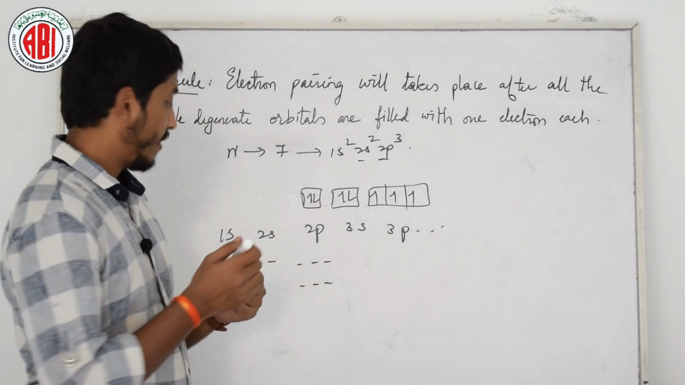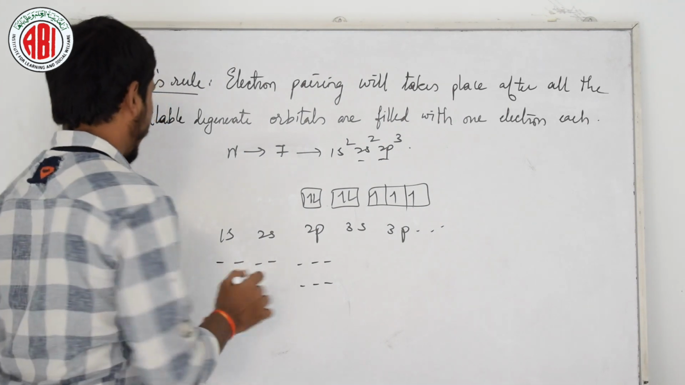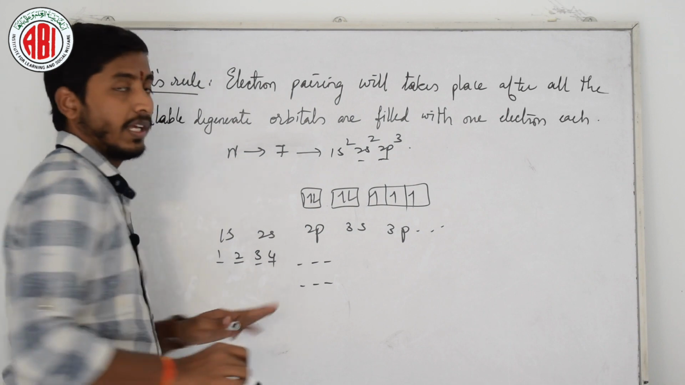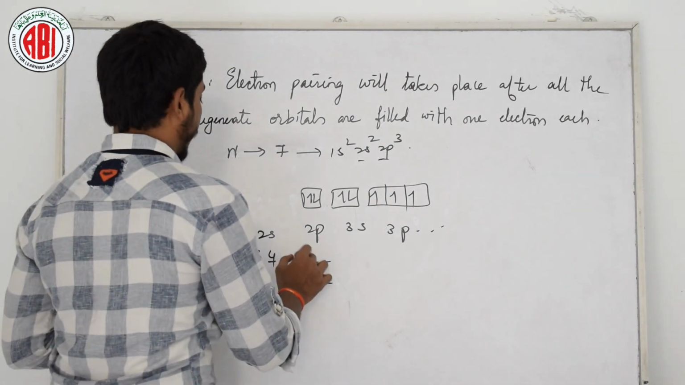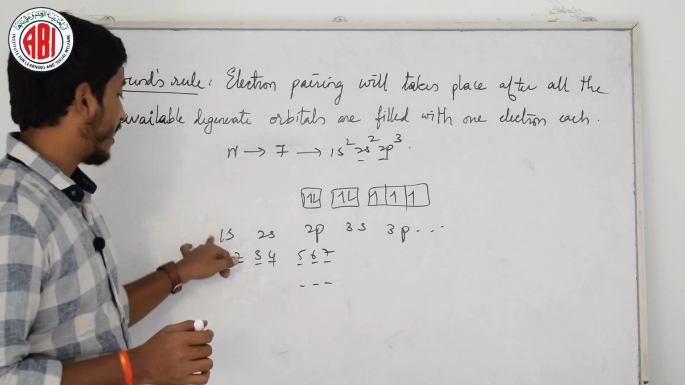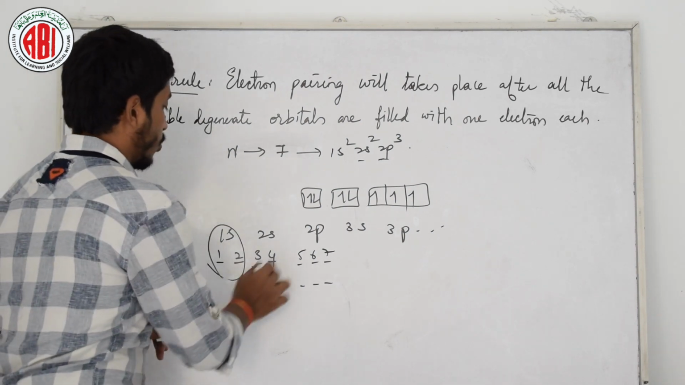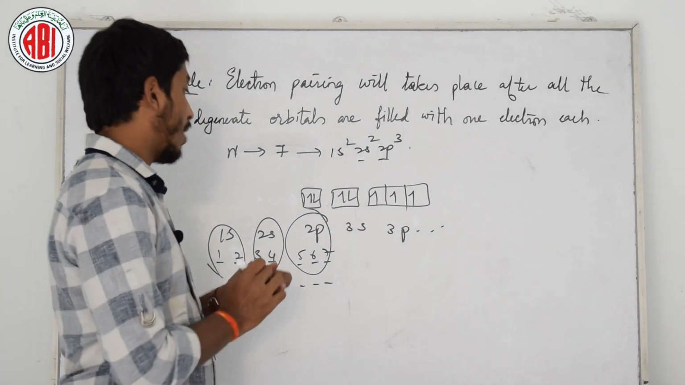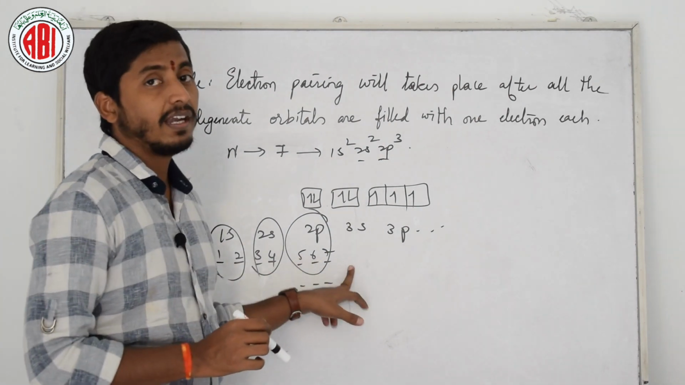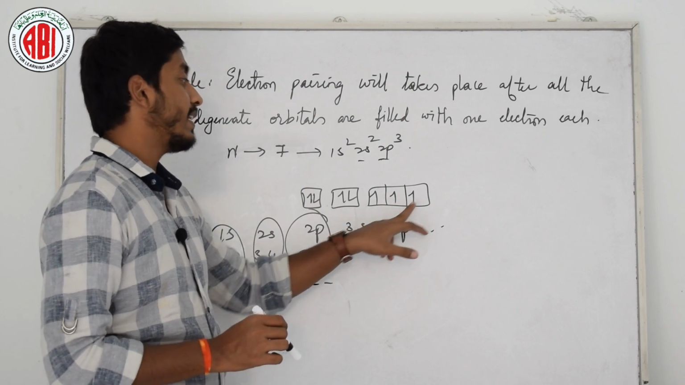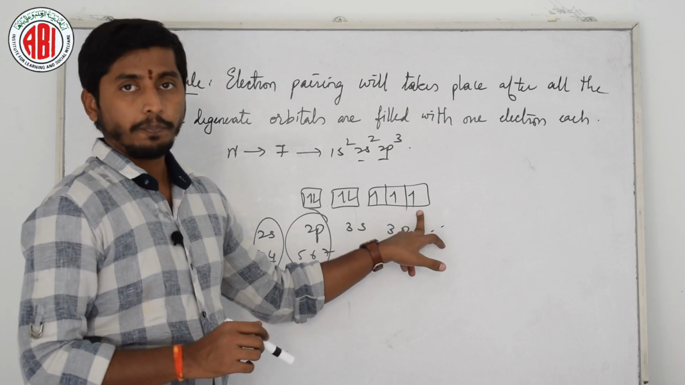Okay, I have 7 electrons with me. I will fill 1, 2, done, 3, 4, left are 3: 5, 6, 7. Is it clear? Which means can I write it as 1s2, 2s2, 2p3, right? But how are these 3 electrons being filled? These 3 electrons are being filled with 1 electron each in each orbital.